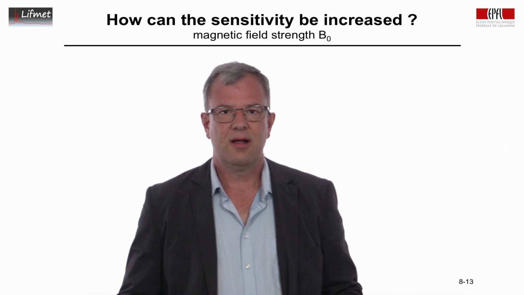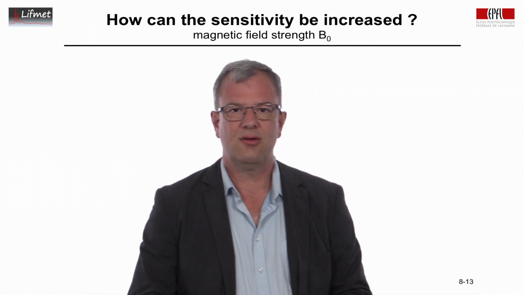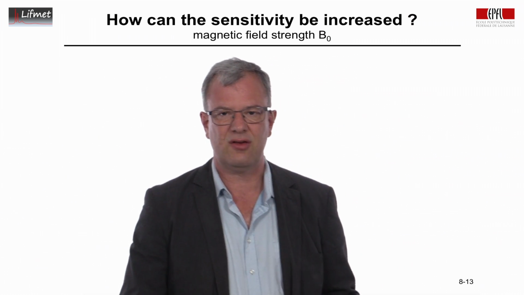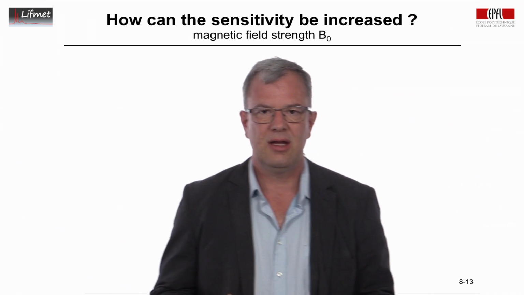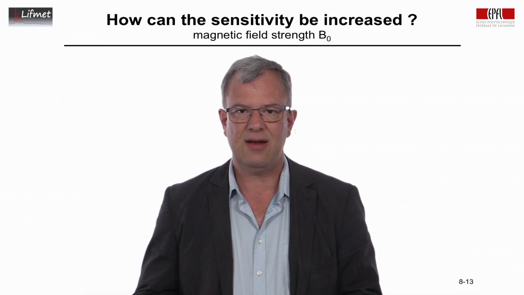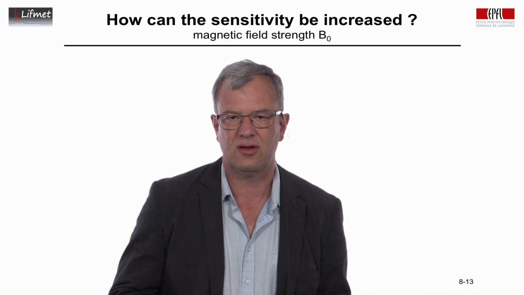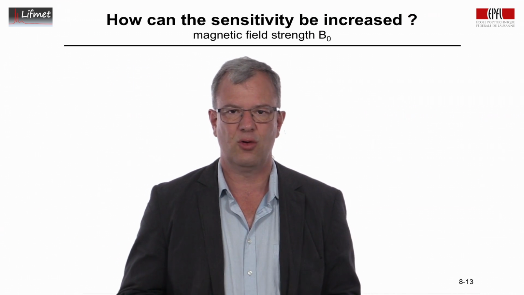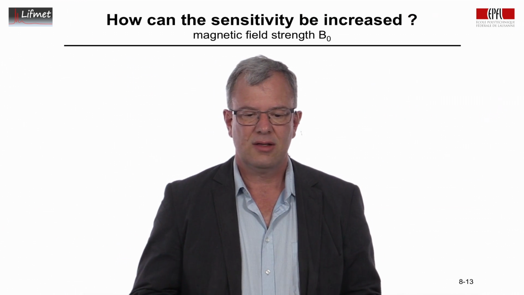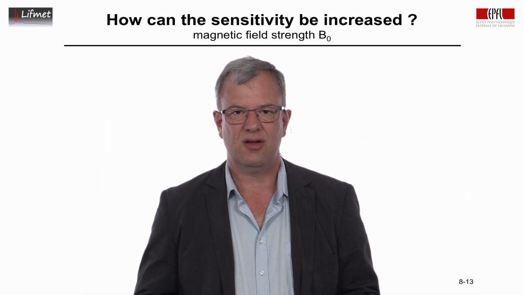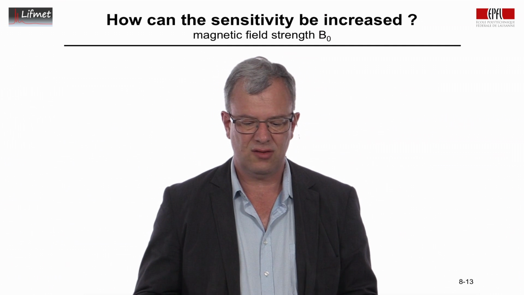So therefore, we would ideally like to increase the sensitivity. And how can we do that? We've seen on the previous slide that the equilibrium magnetization depends on a number of factors that are given by the nucleus and some universal constants, and temperature, of course, which is more or less also given. So the only parameter that is open for manipulation is the external magnetic field B0.